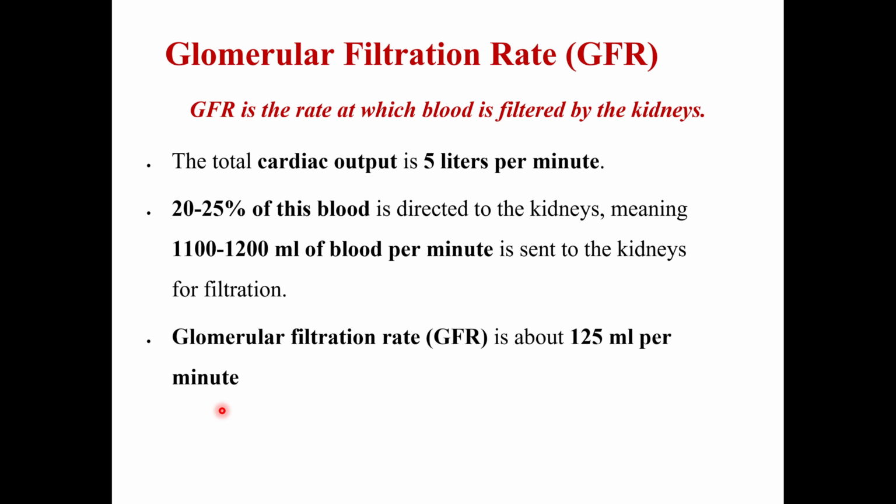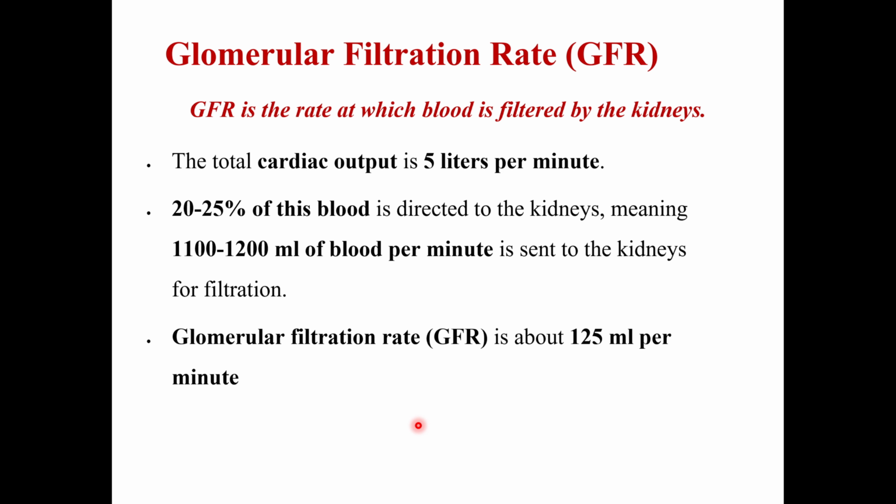So here is one interesting thing: your GFR is about 125 ml per minute. If you look at it per minute, it's interesting. But how much urine is produced? Only 1 to 1.5 liters in 24 hours.